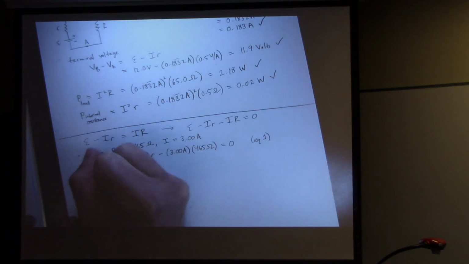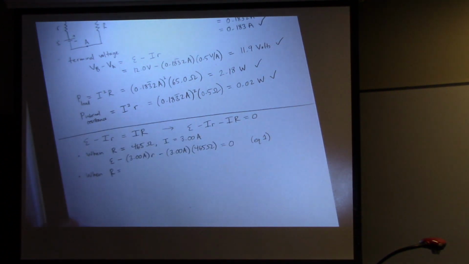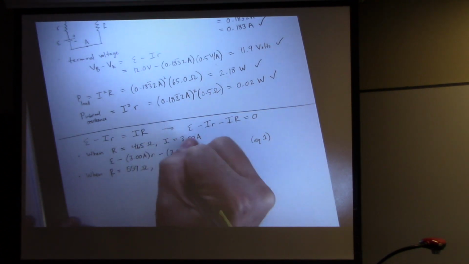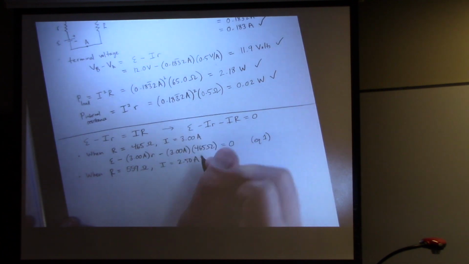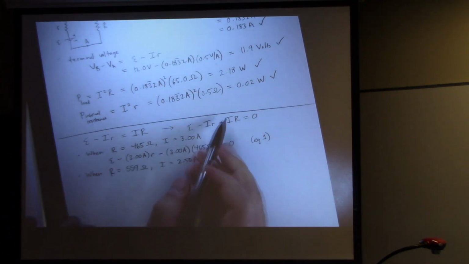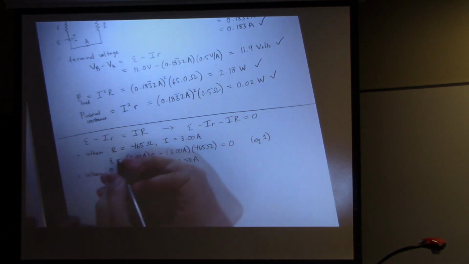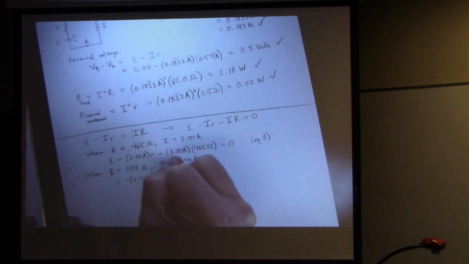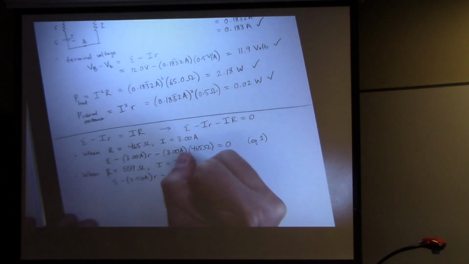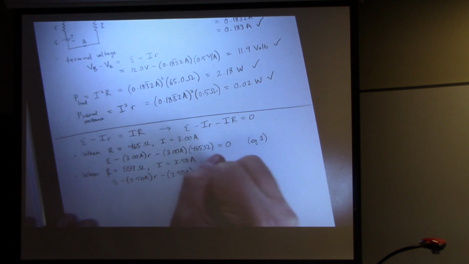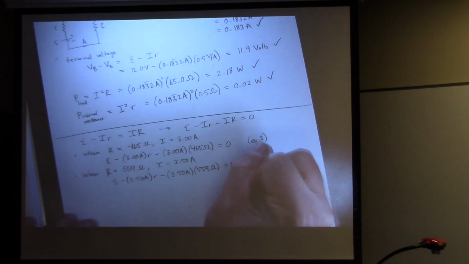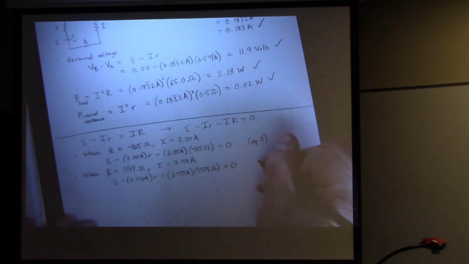The second equation we can generate is when R is equal to the bigger resistance, which is 559 ohms. The current in that case is 2.5 amps. So again, take the equation here, just plug in the given values. We have epsilon minus 2.50 amps times little r minus 2.50 amps times big R, which in this case is 559 ohms, equals 0. Okay, so that's equation number 2.